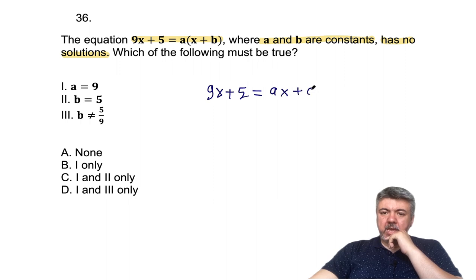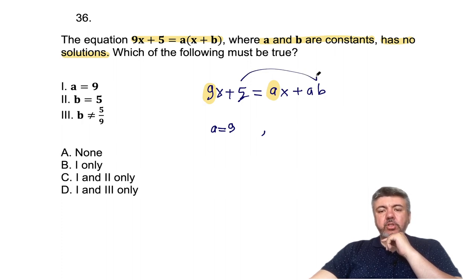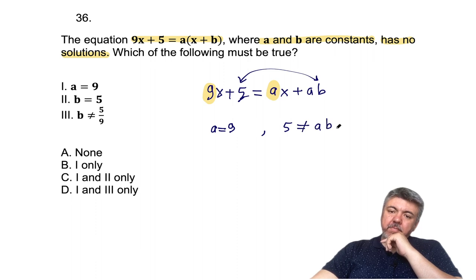ax plus ab. The idea here, if there is no solution, the x coefficients will be the same. A must be 9. But the constant should be different. 5 not equal to ab. A is 9, right? So 5 is not equal to 9b. Divide by 9. 5 over 9 not equal to b.